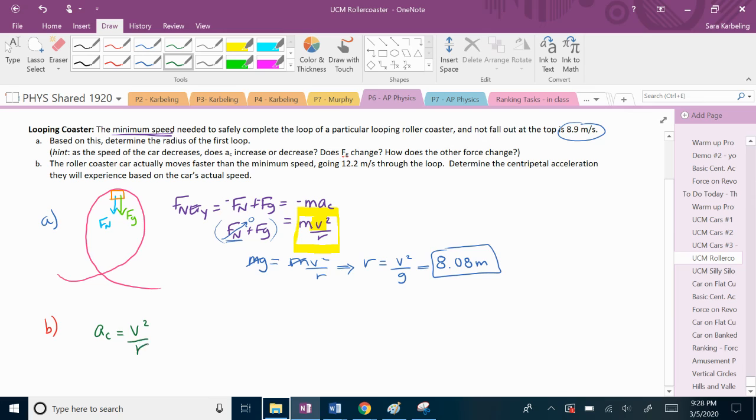It's just v squared over r. We know the radius, we found it in the first part of the problem. We know the velocity because it gave it to us, 12.2 meters per second. Going ahead to plug in our values, we've got 18.4 meters per second squared. So that's a little bit more than our regular acceleration due to gravity, but it's not so much that our bodies are not going to be able to handle it. All right, there you go.